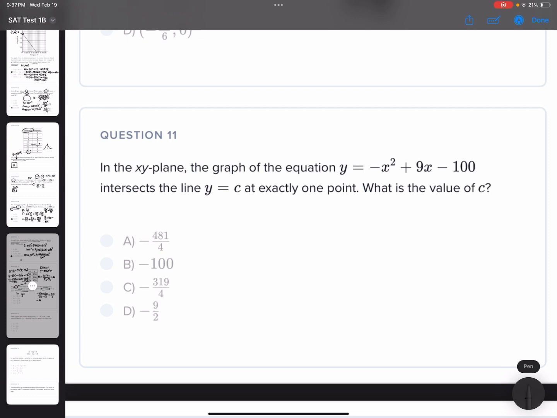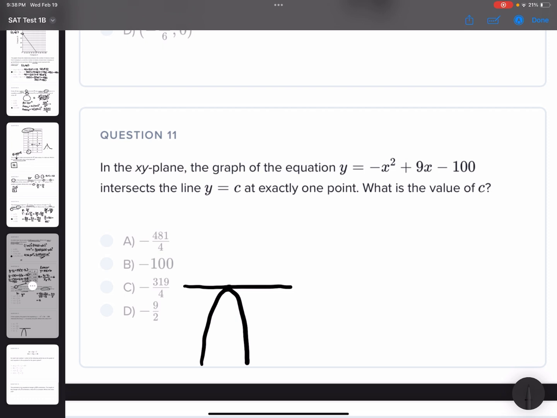Okay, so we are in question 11 now. In the xy plane, the graph of the equation y equals negative x squared plus 9x minus 100 intersects the line y equals c at exactly 1 point. What is the value of c? Okay, so we are given a negative parabola, and we're trying to find out when it intersects a straight line, because there's no variable. It's just y equals something, at exactly 1 point, which would be the vertex.